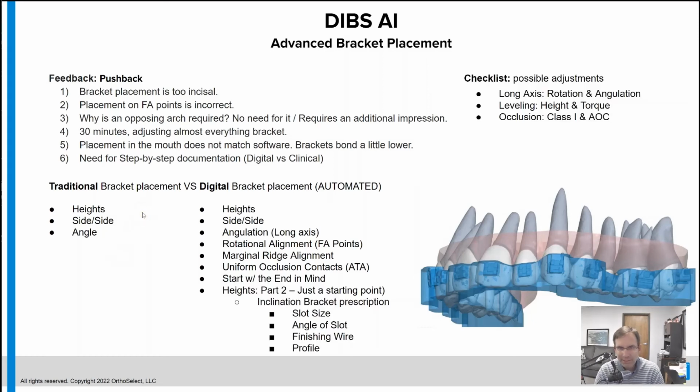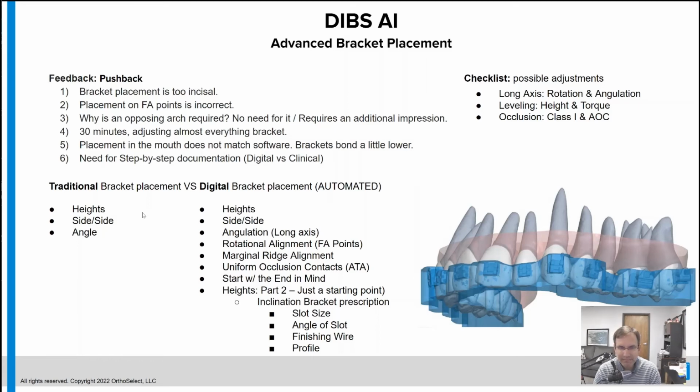These last 2 questions are not necessarily dealing with bracket placement, but this is feedback that we get from doctors, not near as much as the first 3. Number 5 definitely is doctors that are doing their own in-house 3D printing of the transfer trays. If you pull the tray off and again the brackets look even more lower, that definitely is a red flag when it comes to 3D printing.